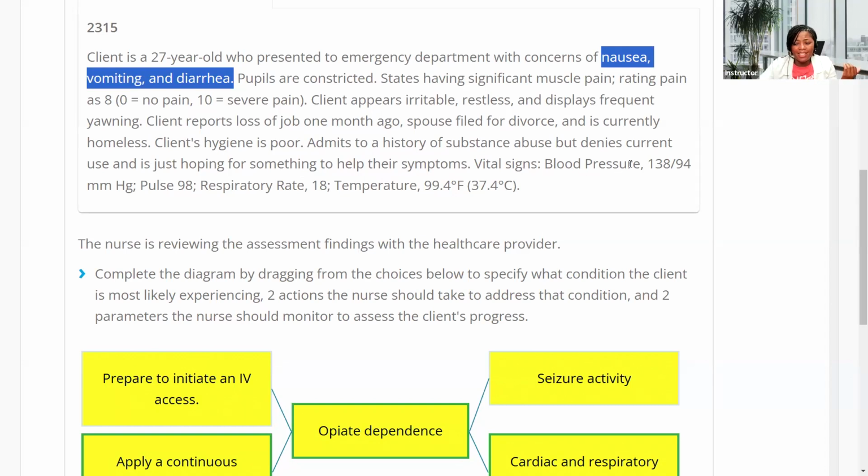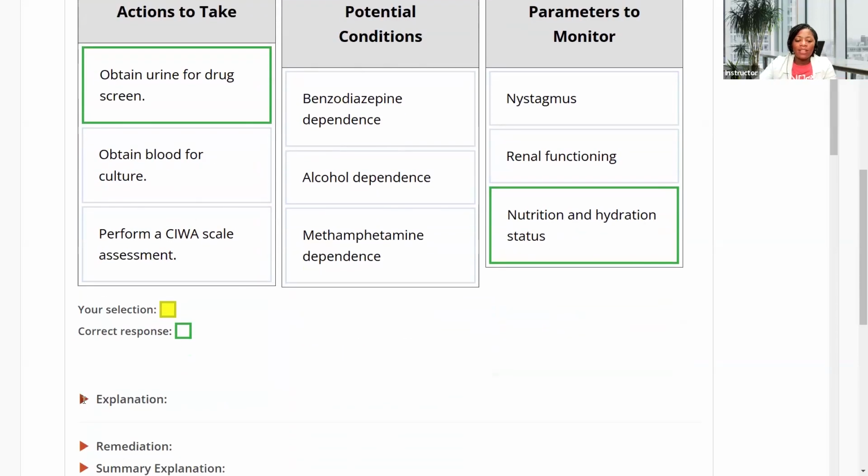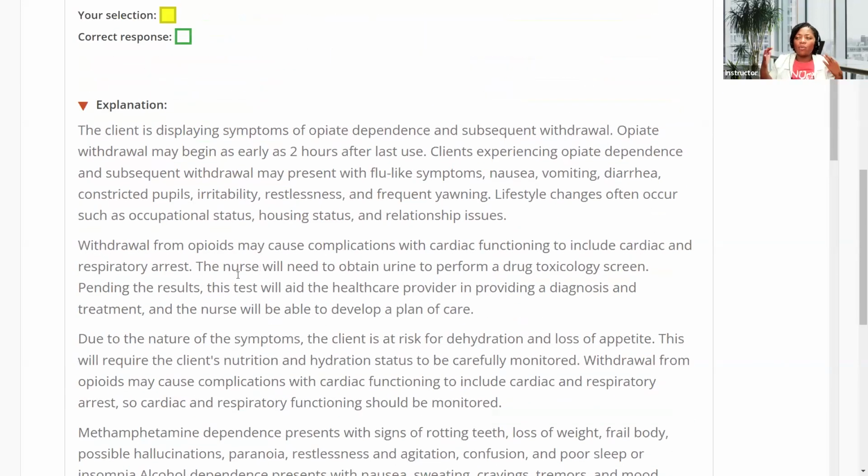History, substance abuse, nothing about that GU was even mentioned that we would need to monitor, so that's out. And nystagmus, I think that's just eyes that kind of quiver, that does not connect with opioid withdrawal as a symptom to monitor. All right, so this is your why. And again, one thing I always tell you all to do when you're doing these cases is to read the explanation. Even if you got it completely right, the explanation gives a lot of depth to this.